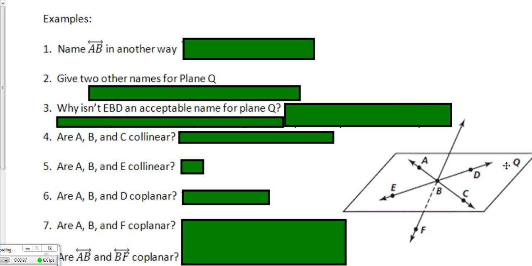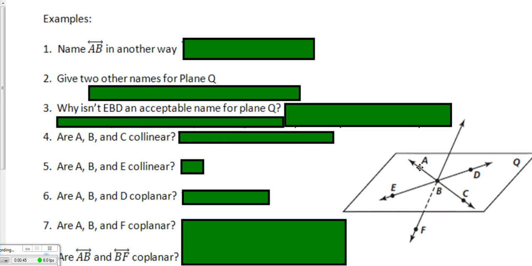When we look at our diagram here, we can see this large plane, kind of the flat surface, and a few lines going across it. When we are asked for line AB, we're talking about this line that goes through point A and point B. So we're asked to name line AB in another way.